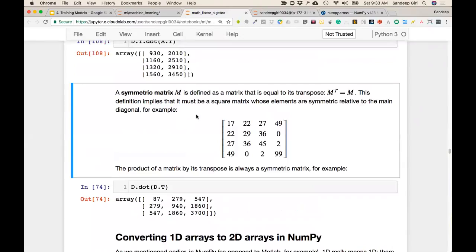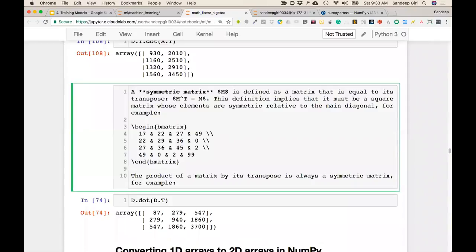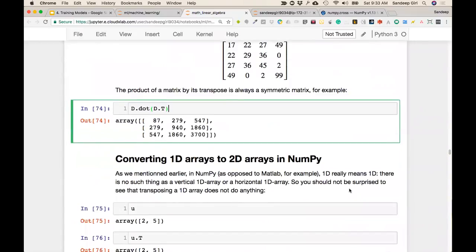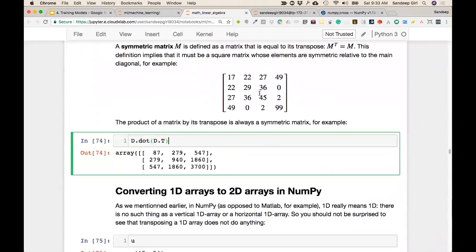So a symmetric matrix is the one where the transpose and the matrix are equal. If the transpose of something is equal to the actual matrix, then it's called a symmetric matrix. The quality of a symmetric matrix is that the elements on both sides of the diagonal are equal. So 22 and 22, 27, 27, 36, 36, 49, 49, 0, 0, 2, 2, and so on. So the symmetric matrix is the one which has the elements on both sides of the diagonal the same.